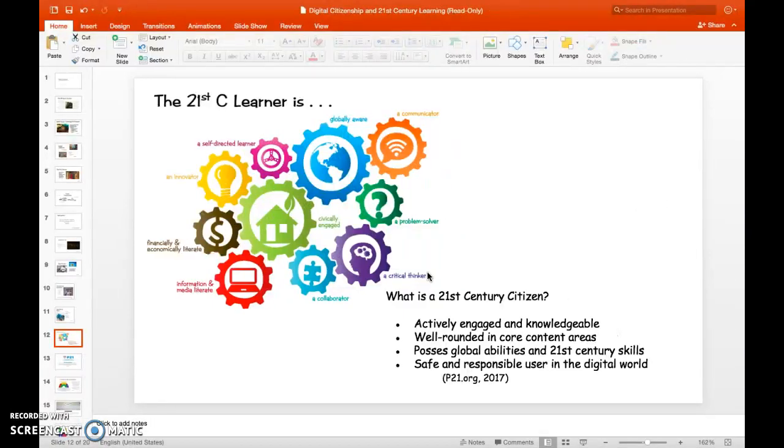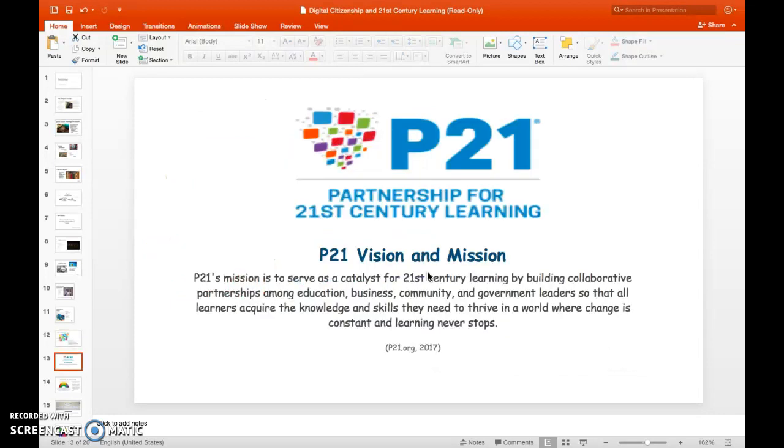Being a digital citizen is not the only component of a 21st century learner, however. So a 21st century citizen is an actively engaged and knowledgeable individual. This individual is also well-rounded in all content areas. He or she will possess global abilities and 21st century skills such as collaboration, digital literacy, critical thinking, and problem solving. In addition, this user will be safe and responsible in the digital world.